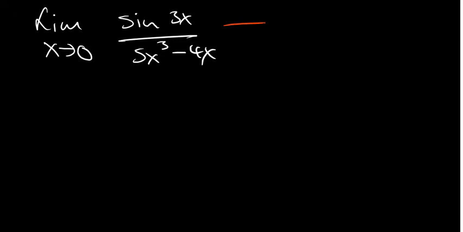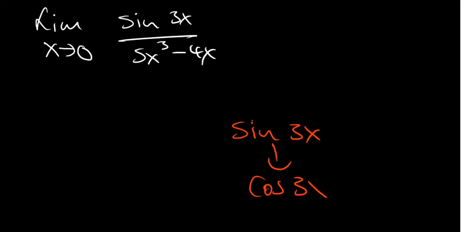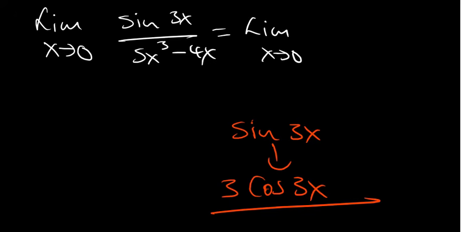So I've already shown you how to go about differential calculus. So how do you differentiate sine 3x? Derivative of sine 3x. Derivative of sine is cosine. Now you have to multiply by the derivative of whatever is attached to the function. So the derivative of 3x is 3. So that's the answer for the top part. So therefore, this is equal to the limit as x approaches 0. For the top part, you have 3 cosine 3x.